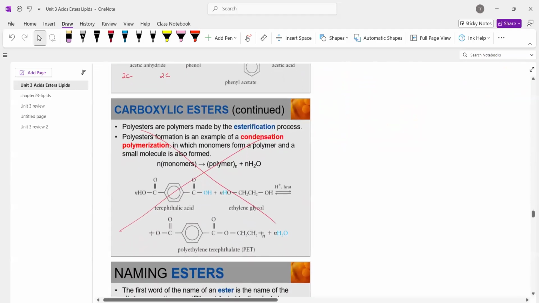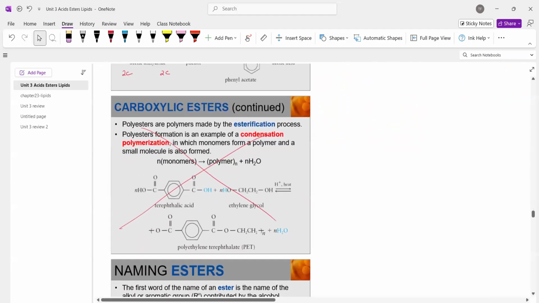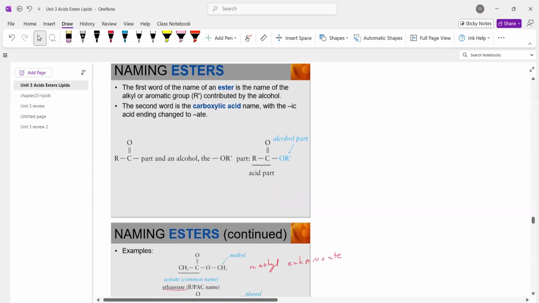And we're not doing polymers that are non-biological, since this is an allied health class. So esters are commonly used to make things like plastics and nylon and all kinds of stuff. But anyway, we're not focusing on those at all.